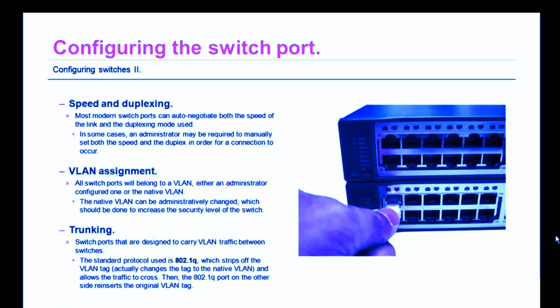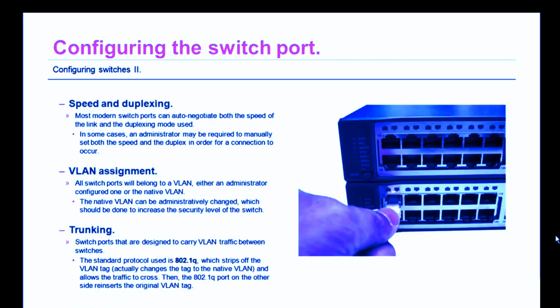I'm not going to actually show you the commands for how to configure the switch port, but I'm going to give you the information that you need to consider when configuring the switch port. First up is speed and duplexing. Most modern switch ports can auto-negotiate both the speed of the link and the duplexing mode used. But in some cases, an administrator may be required to manually set both the speed and the duplex in order for a connection to occur. Speed and duplexing errors are the most common cause for a link not being established between a switch and a router or between switches.